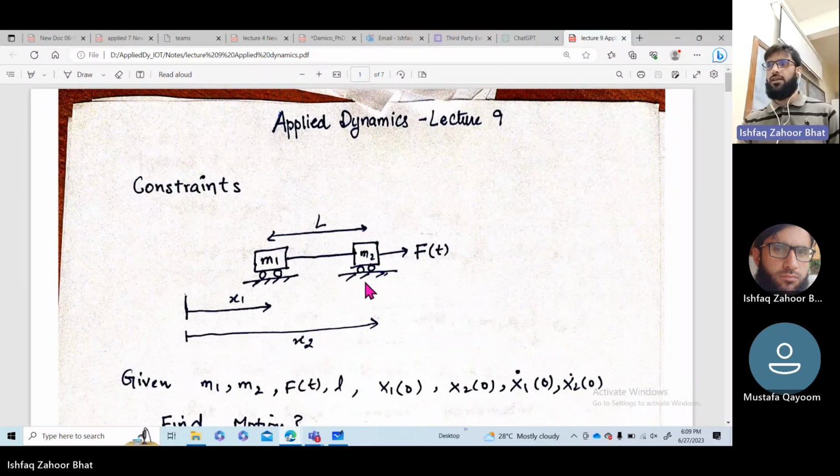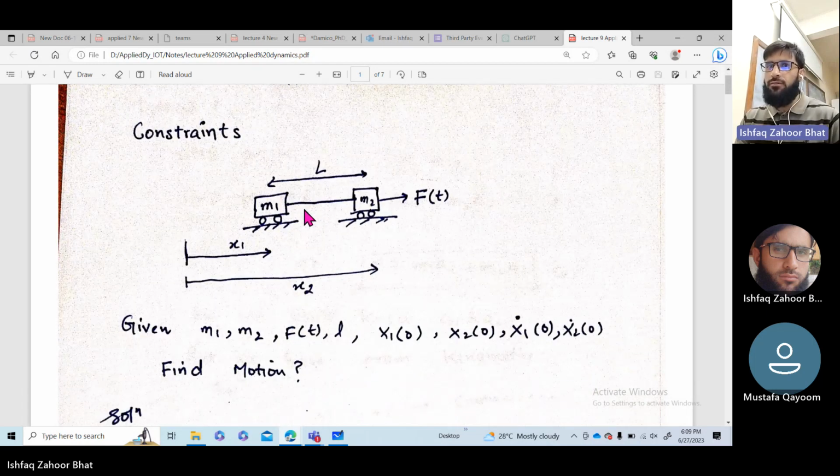Okay, so this is lecture 9. In this class, we will be talking about the constraint forces. We will be taking the example of two masses M1 and M2 which are connected by a massless rod. The massless rod connects the M1 and M2 masses, and an external force F of T is applied to this system directly to M2 and then indirectly to M1 also, and to the whole system.